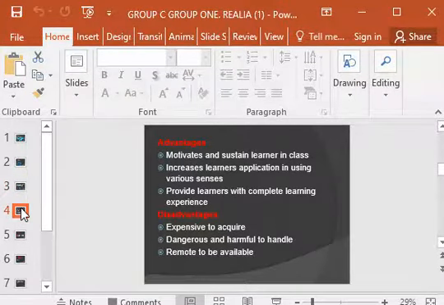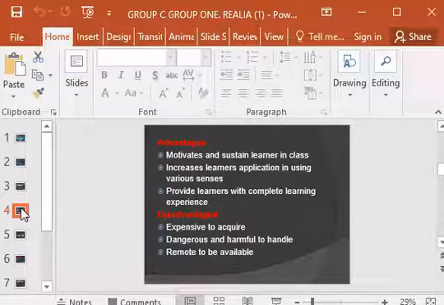So what are some of the advantages of using this kind of teaching aid? The first one is that it motivates and sustains learners in class. Number two, they increase learners' application in using various senses such as seeing, touching, etc. And number three, they provide learners with complete learning experiences.